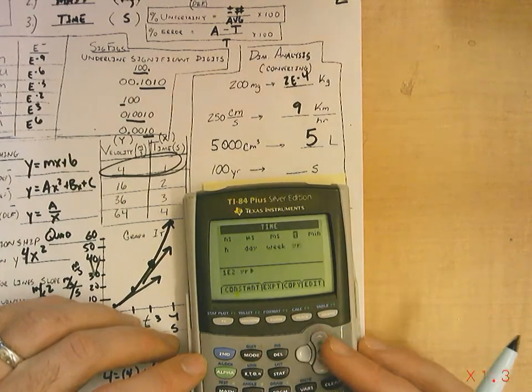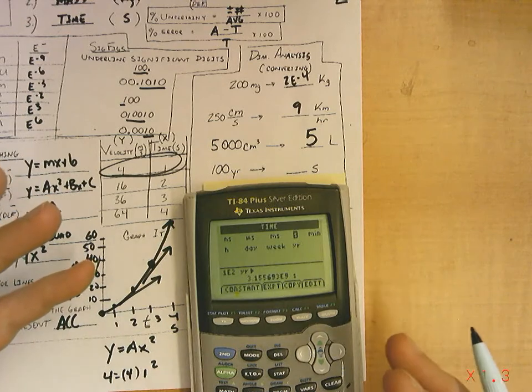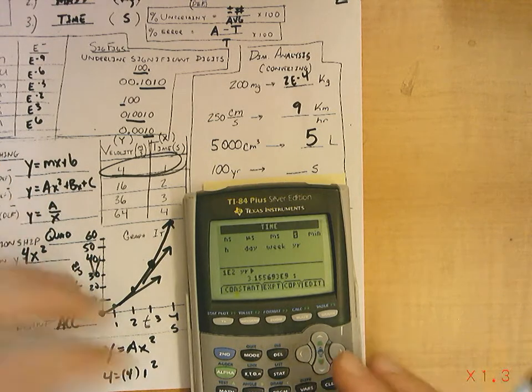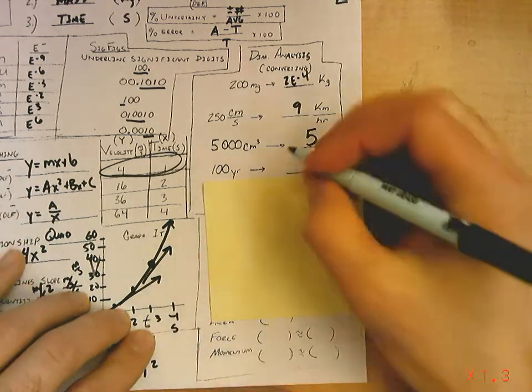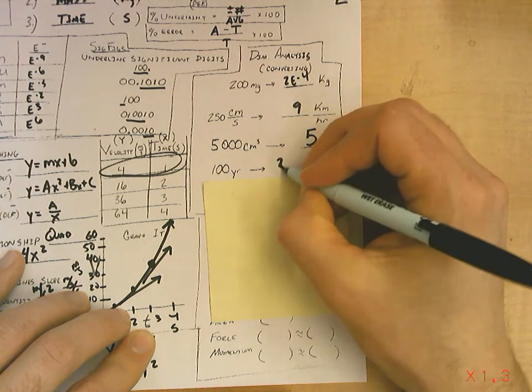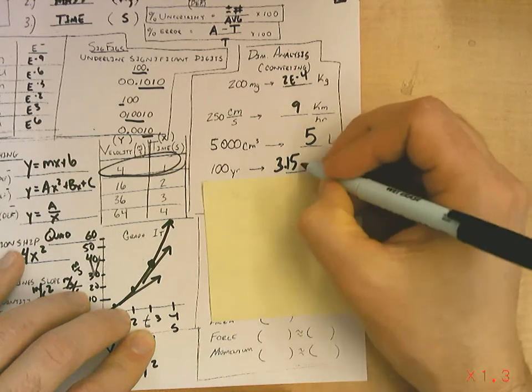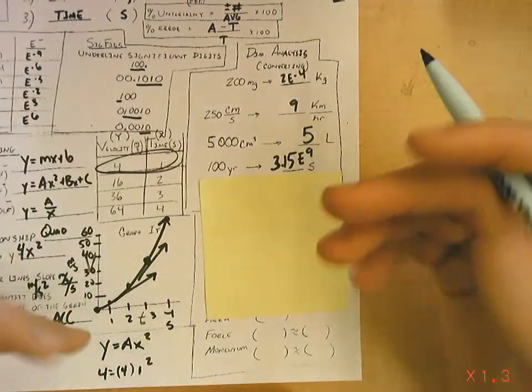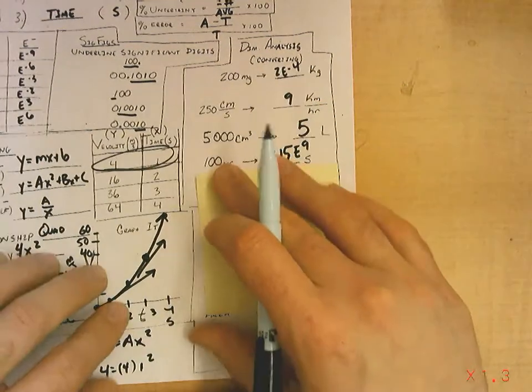We can go years to seconds, but remember, it always gives us 2 in scientific notation, so the answer isn't 3.15. It's 3.15, and then we got to tack 9 zeros after the 3. So we'd say 3.15 e to the 9, which is an incredibly large number, but there's a lot of seconds in 100 years.